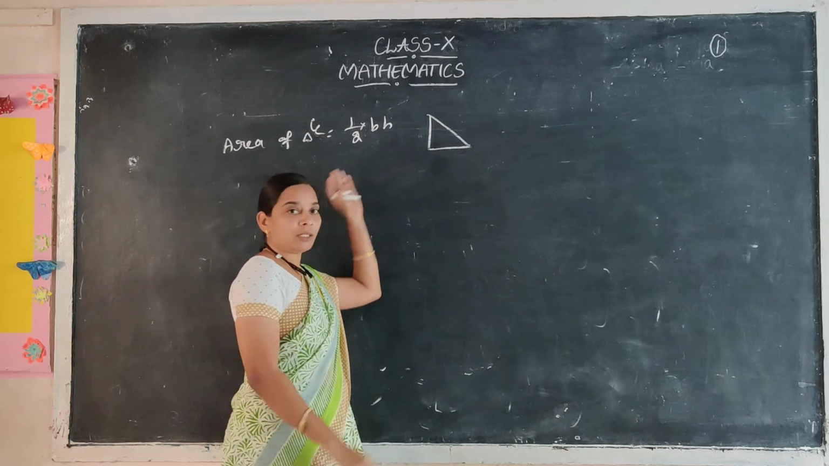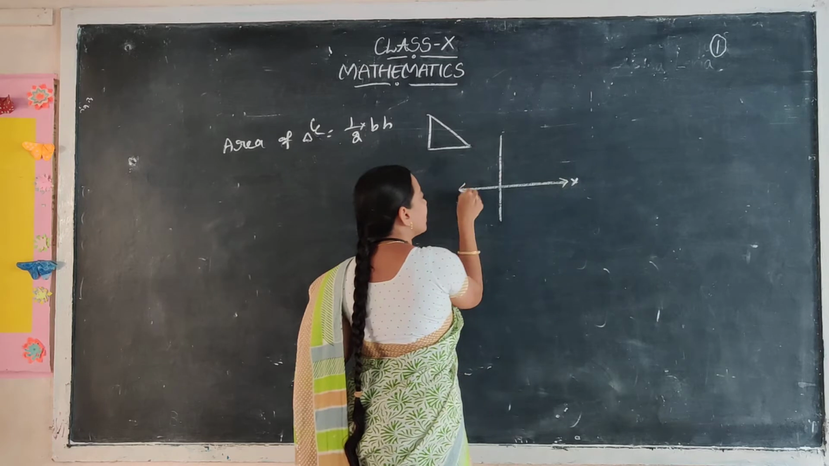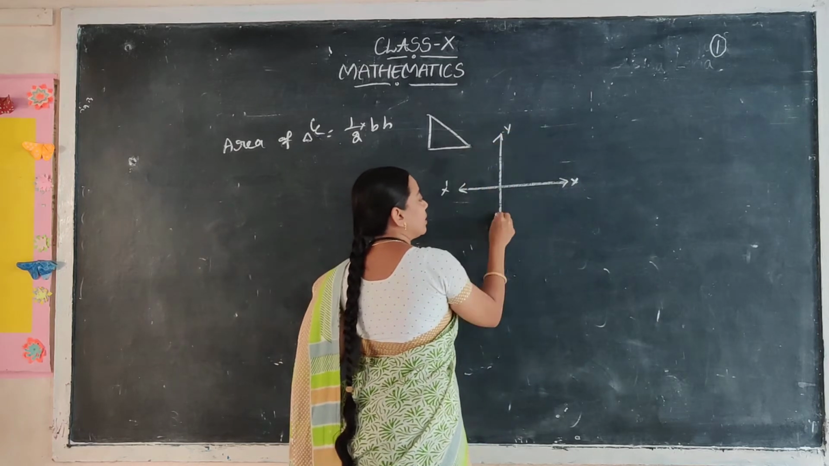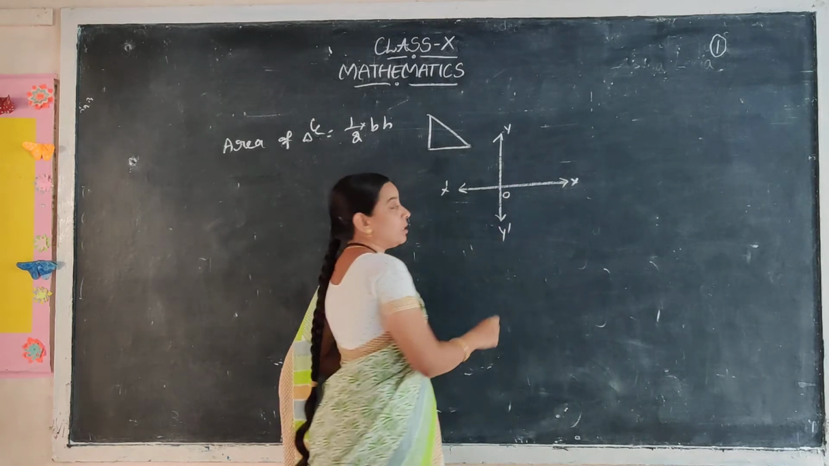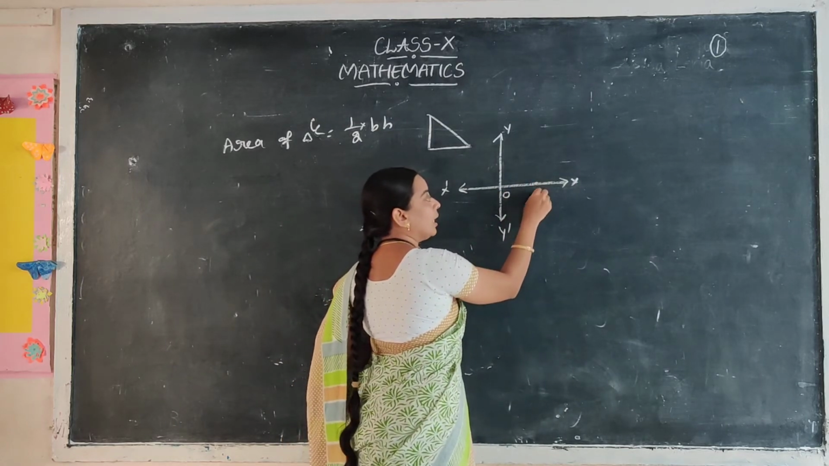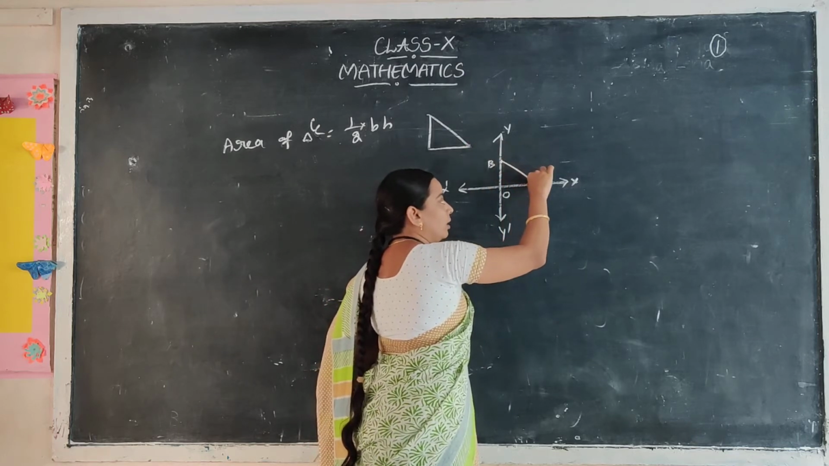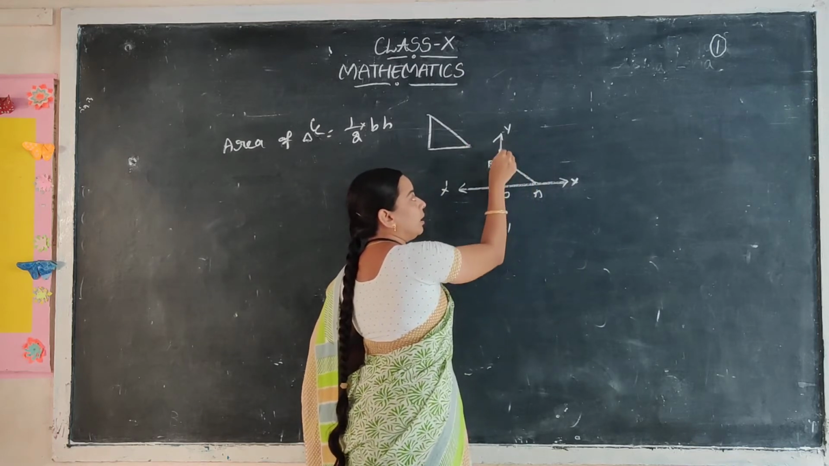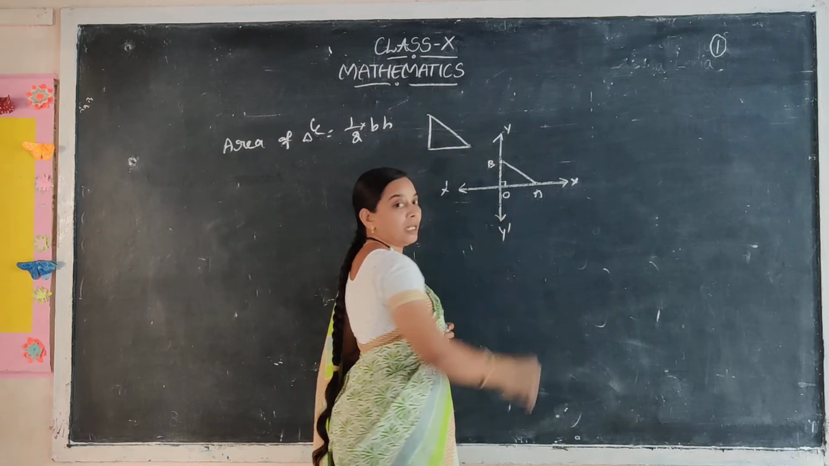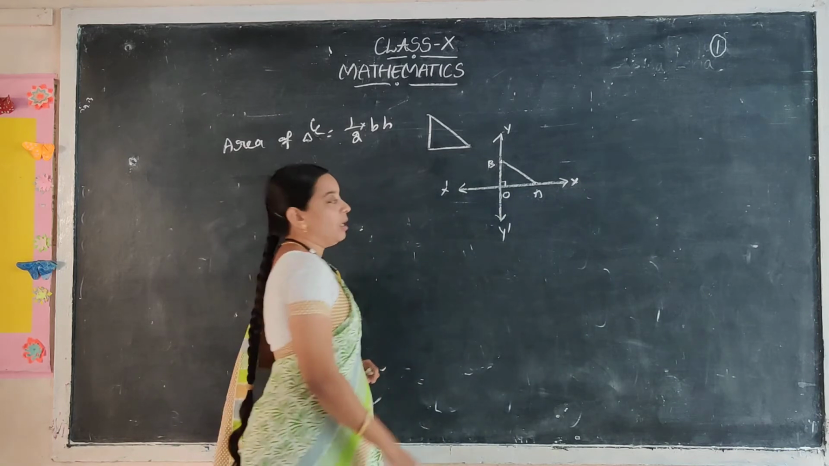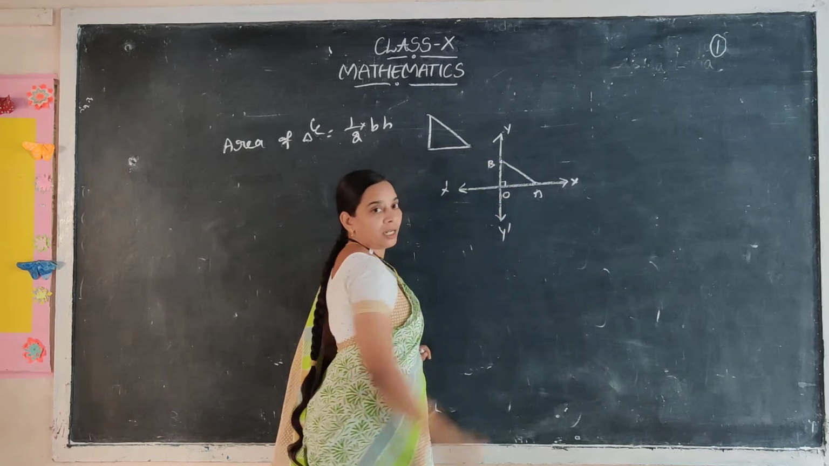For example, in this coordinate geometry, suppose this is the x-axis and this is the y-axis. The point of intersection is the origin. Suppose I mark a point A here and B is here. Let us join these 2 points. Here the axes are perpendicular to each other, so the angle is 90 degrees. By observing this figure, AOB is a right angle triangle.